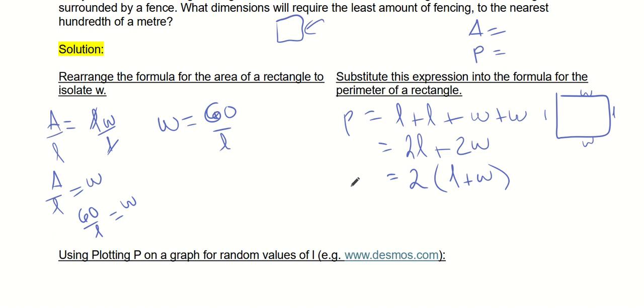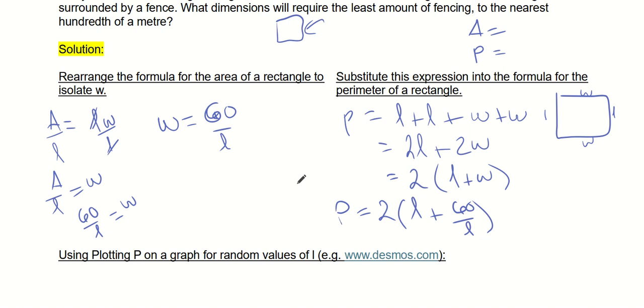And now let's do the substitution. So P equals 2, and it'll be L plus, and our width here we're going to replace with 60 over L. Basically the whole point of substitution is that instead of having two variables, we have P and then we have L.